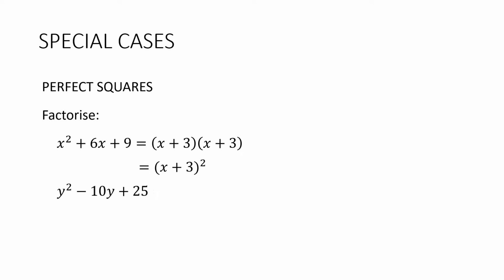How about this one? We want factors of 25 that add to negative 10. They must be minus 5 and minus 5. And so the answer is y minus 5 all squared.